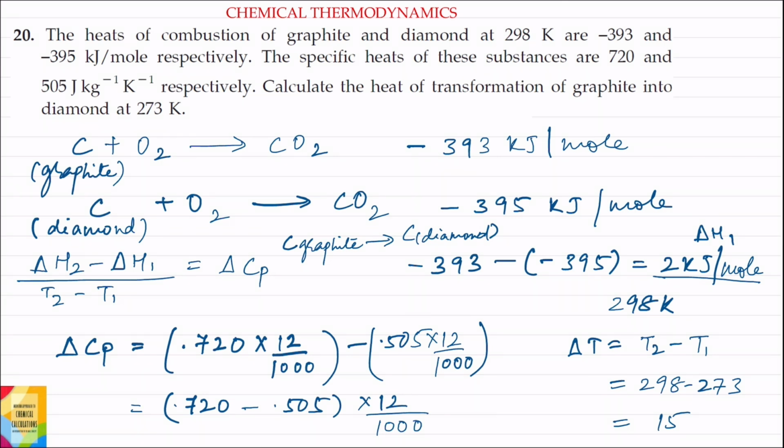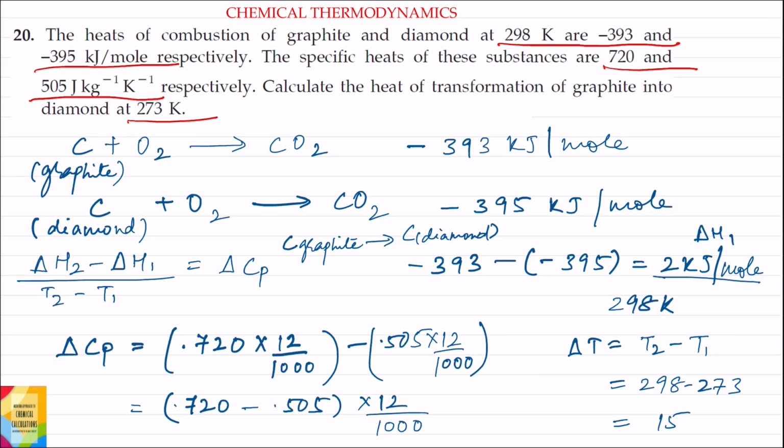The heats of combustion of graphite and diamond at 298 Kelvin are -393 and -395 kilojoule per mole respectively. The specific heats of these substances are 720 and 505 joule per kg per Kelvin respectively. Calculate the heat of transformation of graphite into diamond at 273 Kelvin.